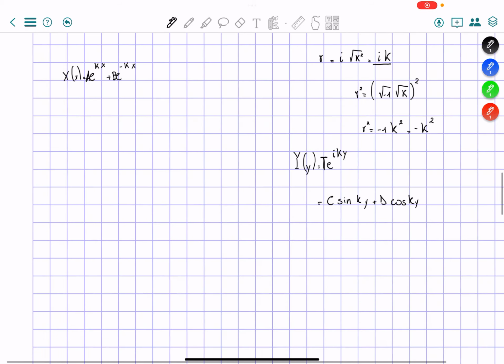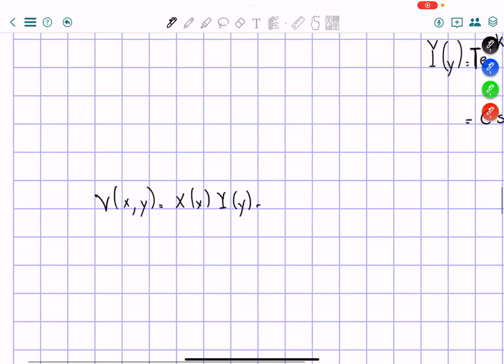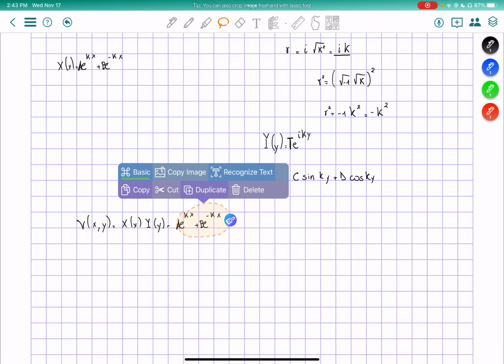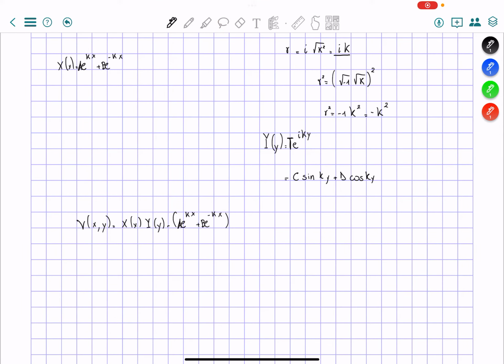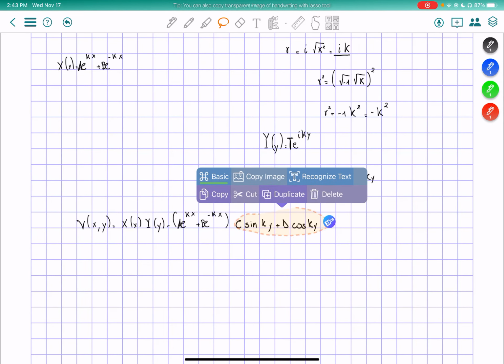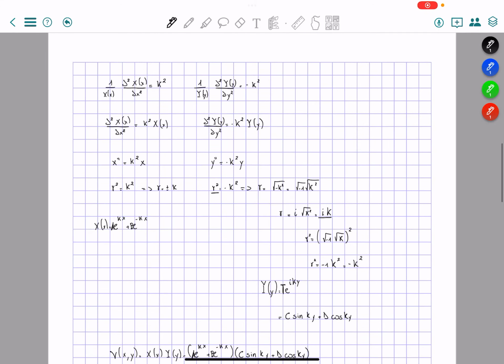There are two different equations, but what if we put them together? We said that v of x and y is equal to capital X in terms of x times capital Y in terms of y. So it's going to be our capital X, which is simply going to be this part over here, times our capital Y, which is this part over here. There we go. And so this is our general solution.